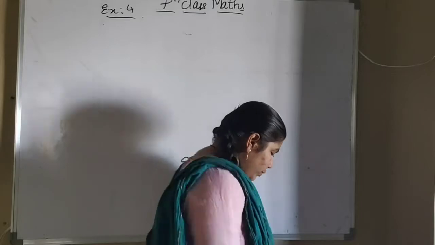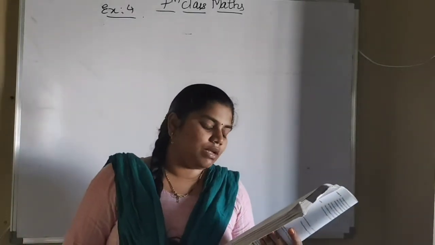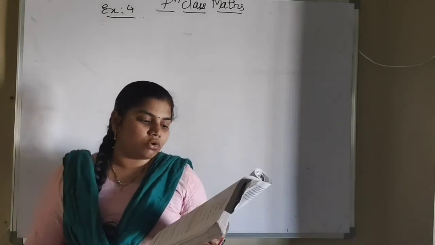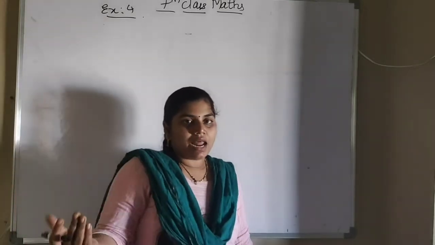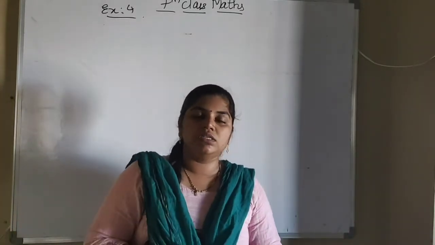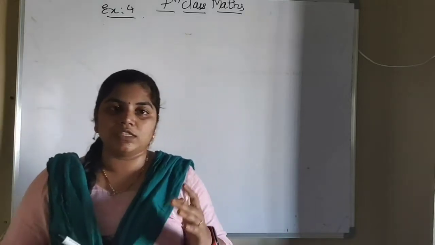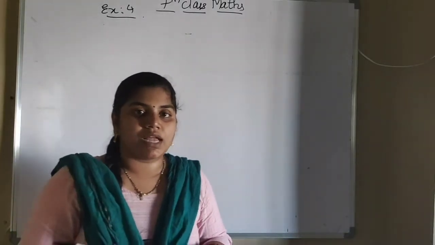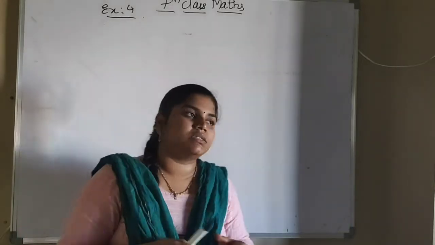So what is the second question? Last year the cost of 1000 articles was 5000. This year it goes down to 4000. What is the percentage of decrease in price? Last year the cost of 1000 articles was 5000, but this year the cost of 1000 articles is 4000. How much has it decreased? 1000 rupees it has decreased. So what we have to find? We have to find the decrease percentage there.